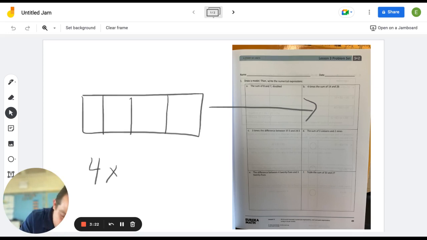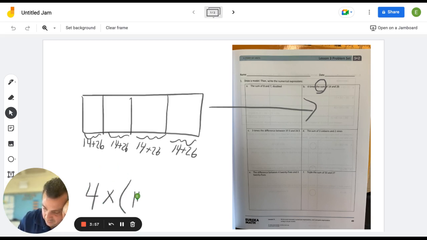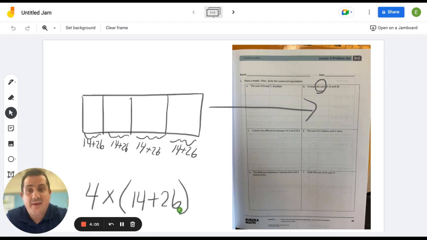So the sum, if I'm looking here, we know the sum is the answer to an addition problem. So for here, I'm doing 14 plus 26. That's in there. And I'm going to do that 4 times. 14 plus 26. 14 plus 26. And another 14 plus 26. So I'm really doing 4 times 14 plus 26. I'm putting that in parentheses because that's what I'm doing first.